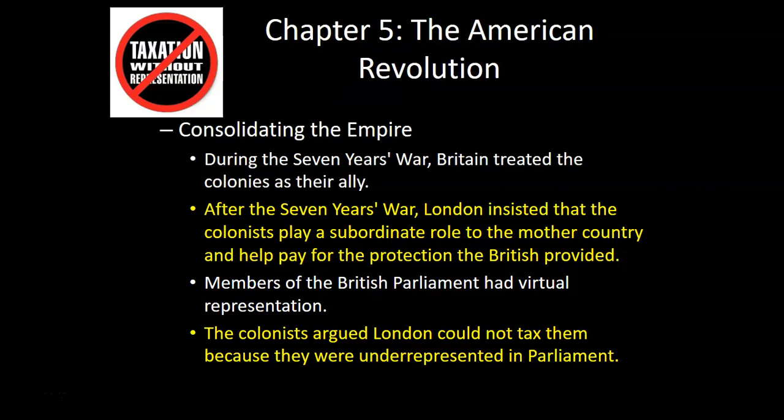And so in order to pay off this debt, Prime Minister George Grenville, okay, so now that the war is over, we have a new Prime Minister. He is going to start raising taxes. And this was a way to hopefully pay off debts quickly, but it was also in the hope that there could be a consolidation of power in the colonies.